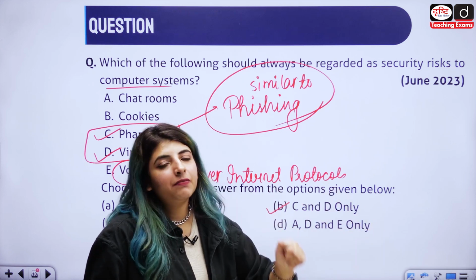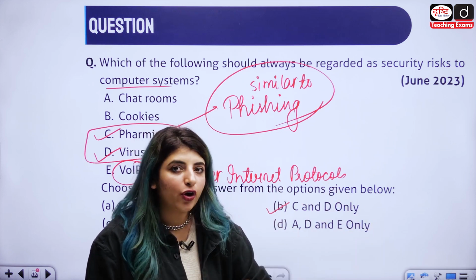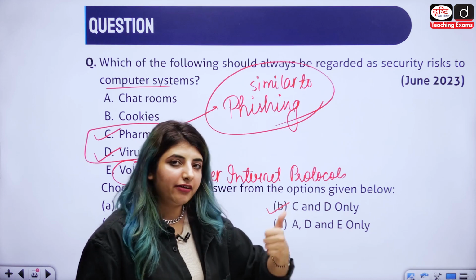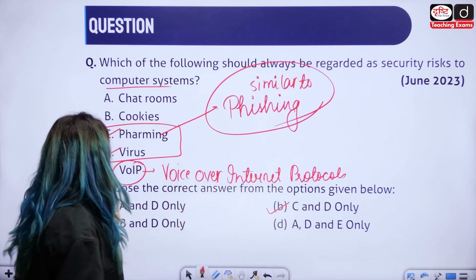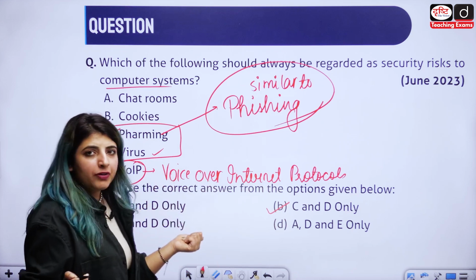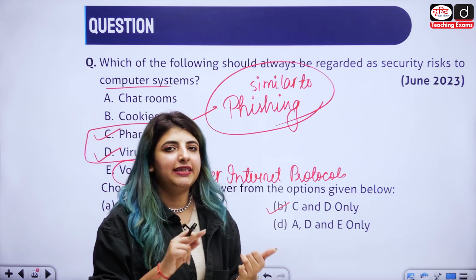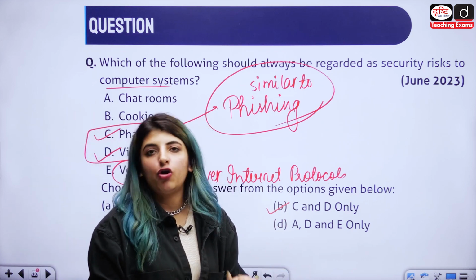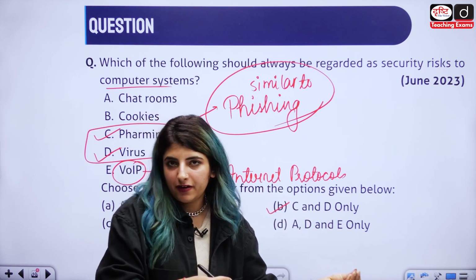So pharming is something which has a security risk because it's a type of virus, a type of malware. Then virus, of course, is code which is there to harm our computer's data, corrupt it maybe, or use it for the hacker's benefit.